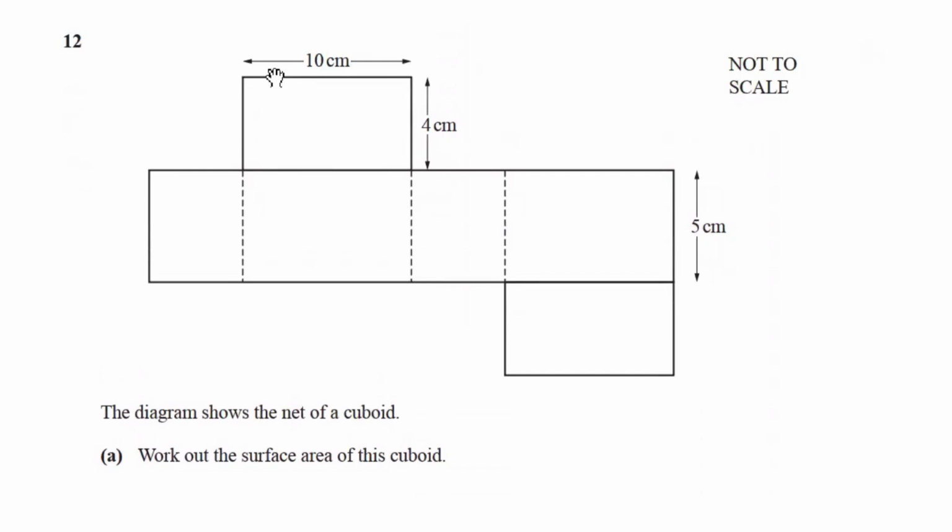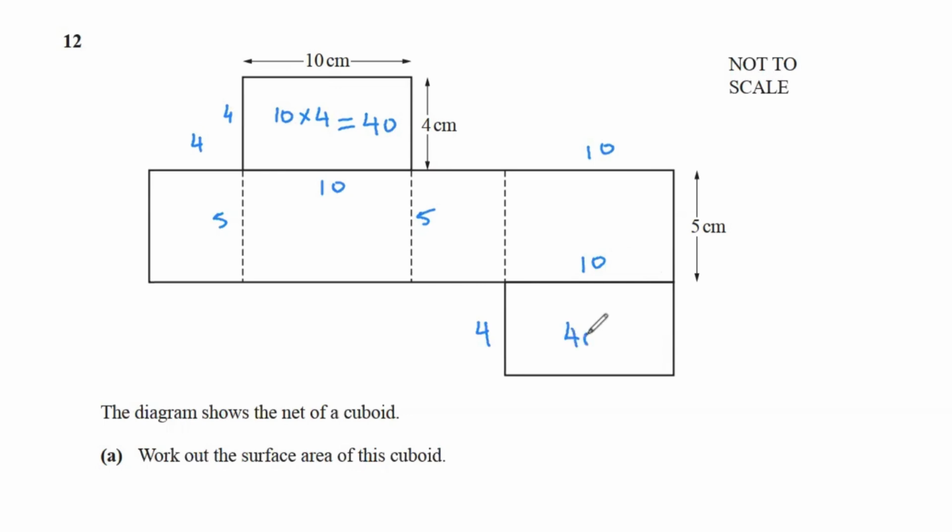Question 12 says the diagram shows the net of a cuboid. Work out the surface area of this cuboid. So to work out the surface area, we need to find the area of all of the faces of the cuboid. For this one, it's going to be 10 times 4, which is 40. This length is also 10, and this length is also 10. If this is 5, this is also 5, and this is also 5. Since this is 4, this will also be 4. So these are the faces.